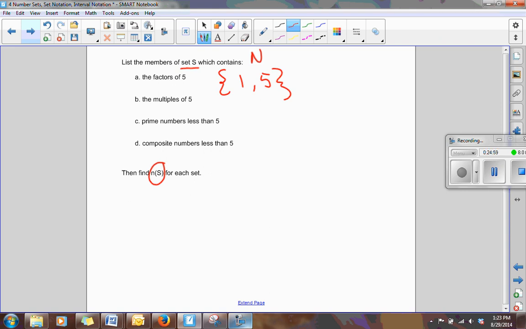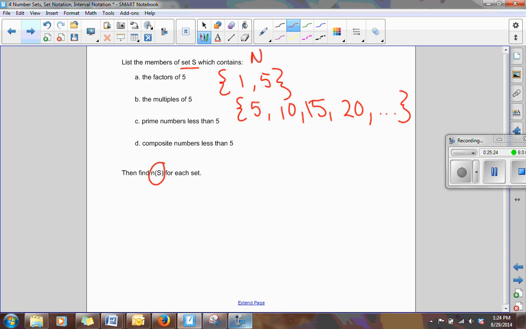Okay, the multiples of 5. So that's 5, 5 times 1 is 5, 5 times 2 is 10, 5 times 3 is 15, 5 times 4 is 20, etc.